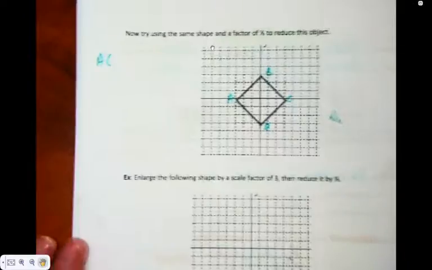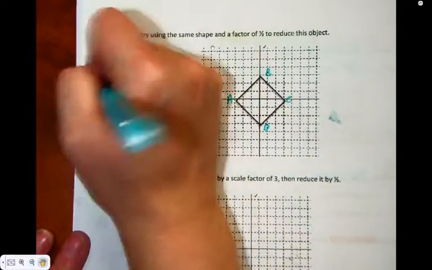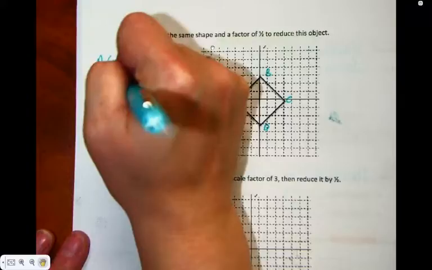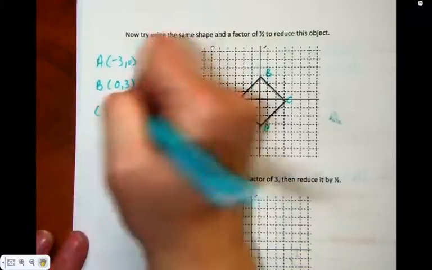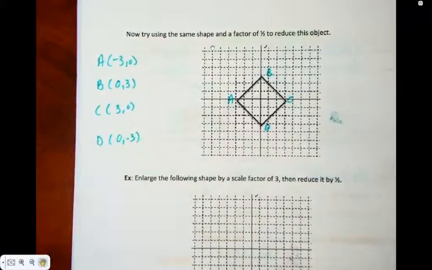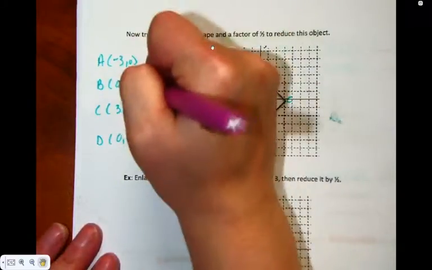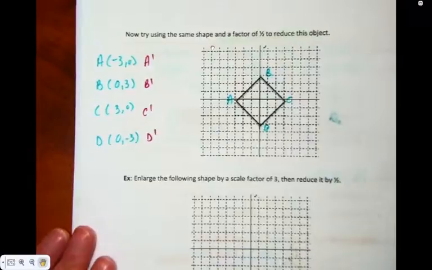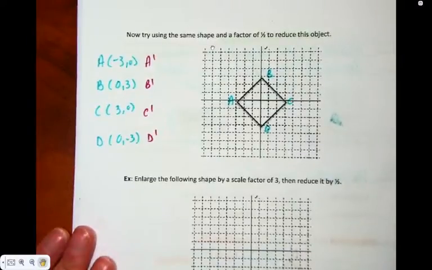So just a reminder, the points, A we said was negative 3, 0. B we said was 0, 3. C was 3, 0. And D was 0, negative 3. And so we need to get the coordinates for A prime, B prime, C prime, and D prime. And so we just multiply them by a half.